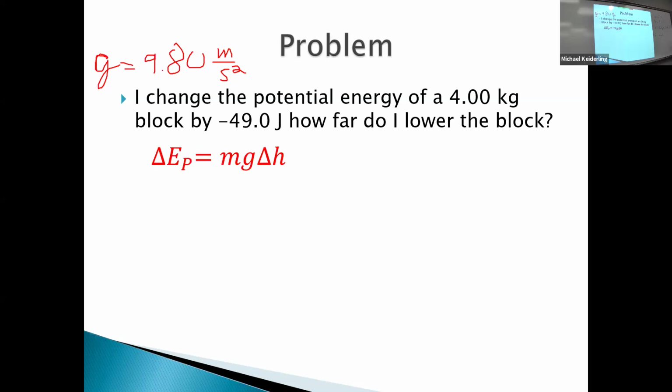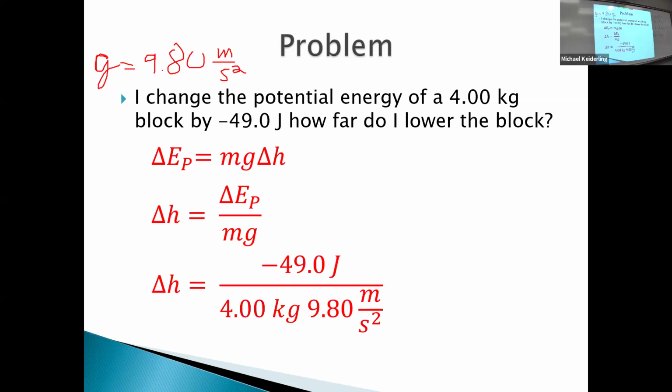So the change in potential energy is going to be mg times the change in height. We want to find the change in height. So the change in height is just going to be the change in potential energy divided by m times g, the weight. So minus 49 joules divided by 4 kilograms times 9.8 meters per second squared gives you negative 1.25 meters. It is lowered by 1.25 meters. The distance the block was lowered is 1.25 meters.